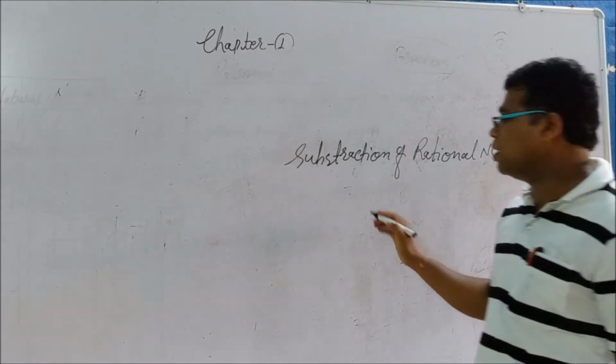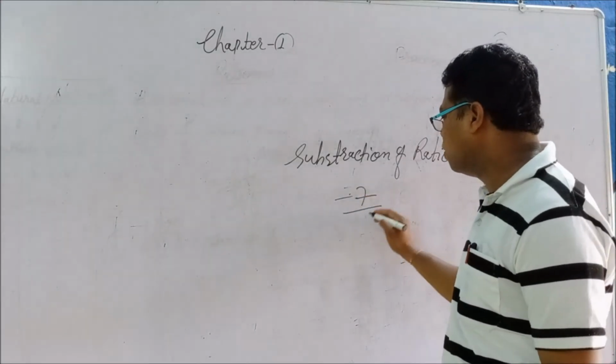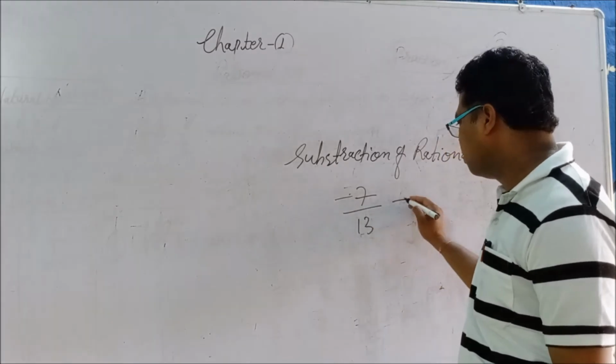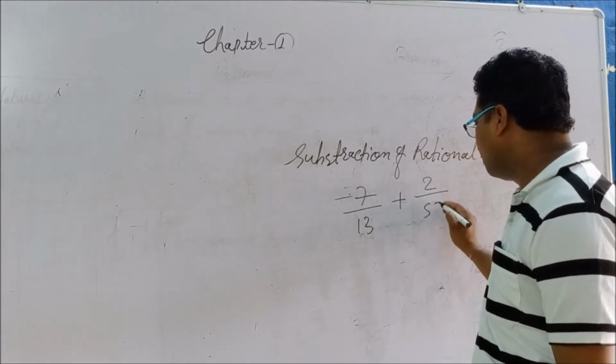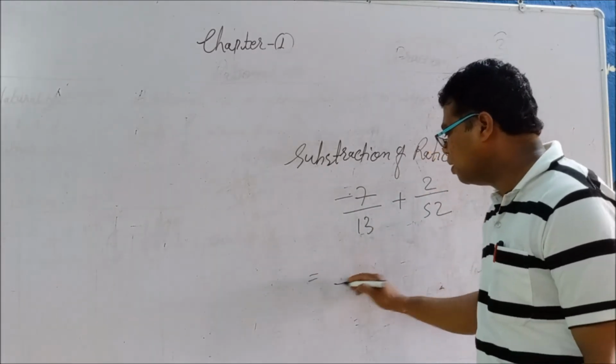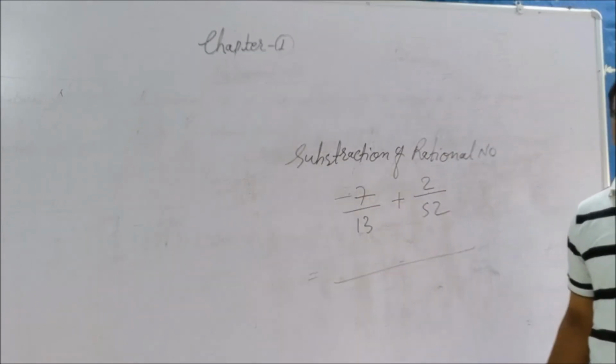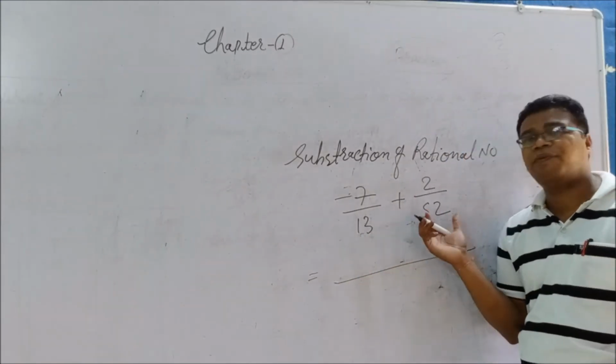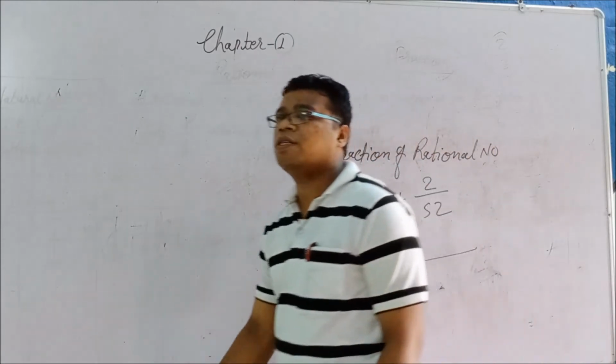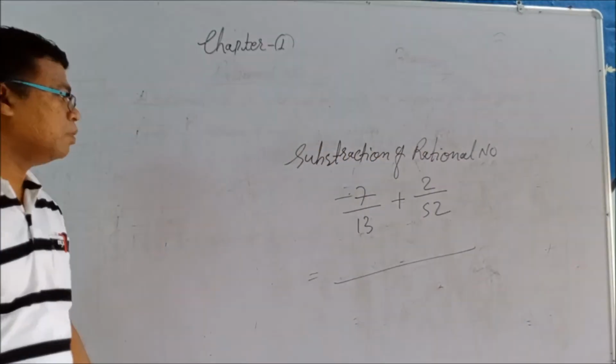Another example I am taking. For example, minus 7 upon 13 plus 2 upon 52. Very easy. What I have to do? I have to just find the LCM of 13 and 52. So what is the LCM of 13 and 52?